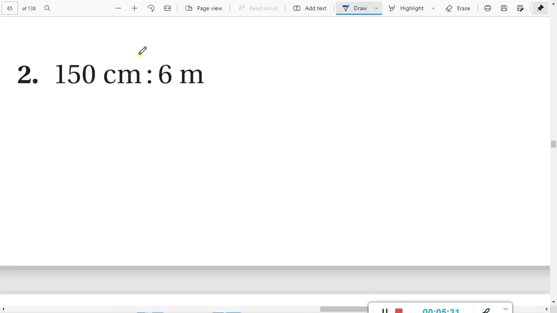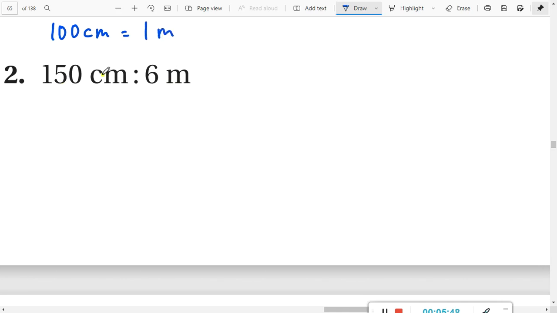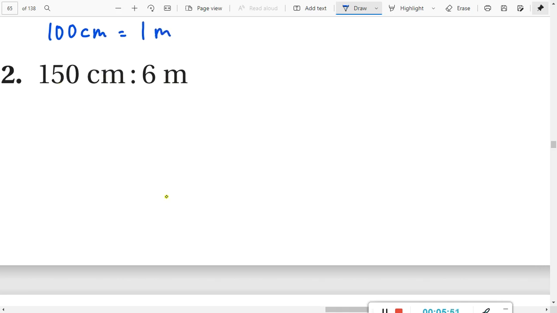Please pause and try guided practice number 2, and I'll give you a hint. 100 centimeters equals 1 meter. So you're going to have to convert the meters. So we have 150 centimeters over 6 meters. And of course we can just multiply the 6 times 100, but I want to do it properly.